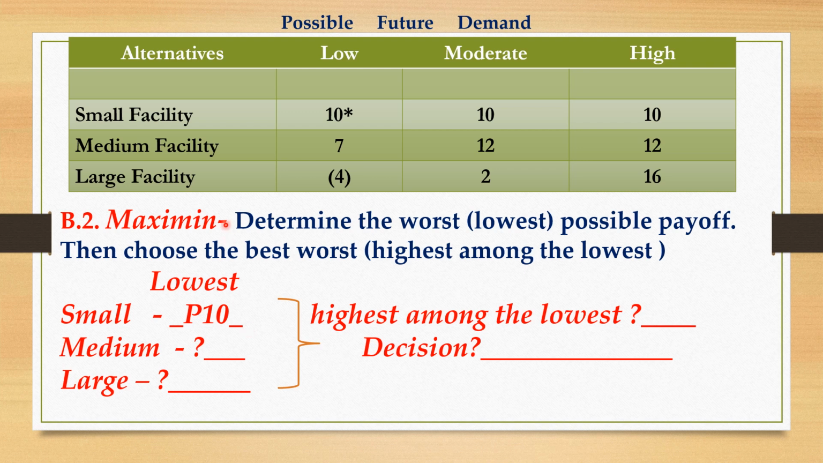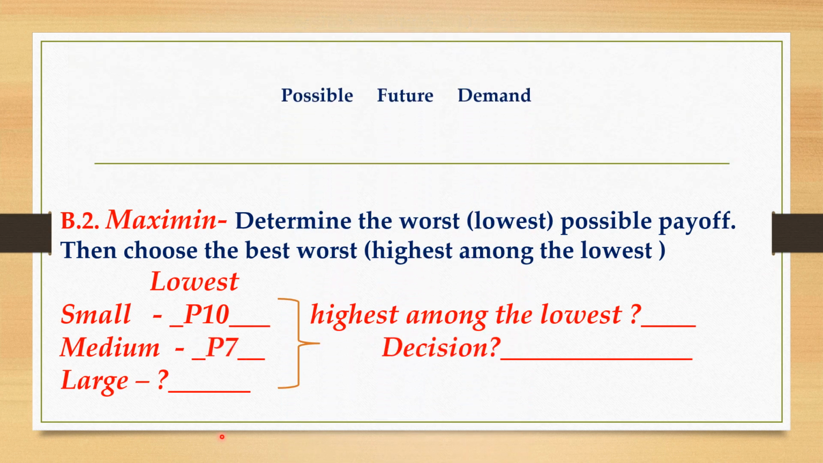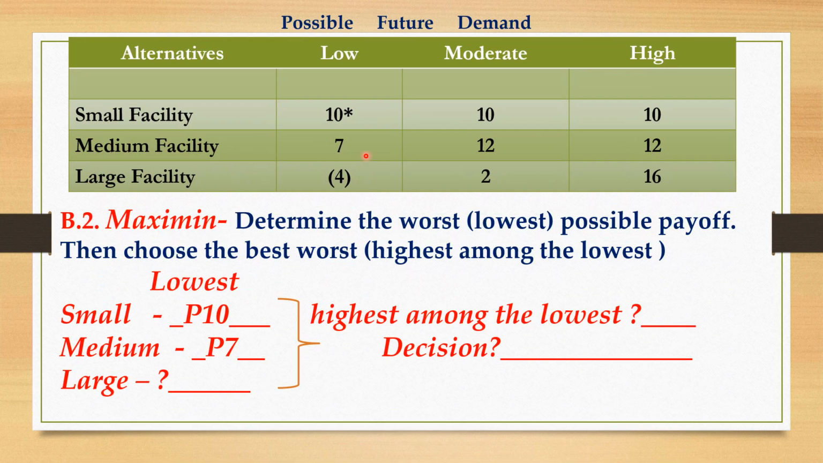We do the same under medium-sized facility. Compare 7, 12 million, and 12 million. Again, when we talk about the worst, it represents the lowest possible payoff. So compare 7, 12, and 12 and choose the lowest among the three. Write it down here. Write it now. Okay, comparing 7, 12, and 12, the lowest is 7.